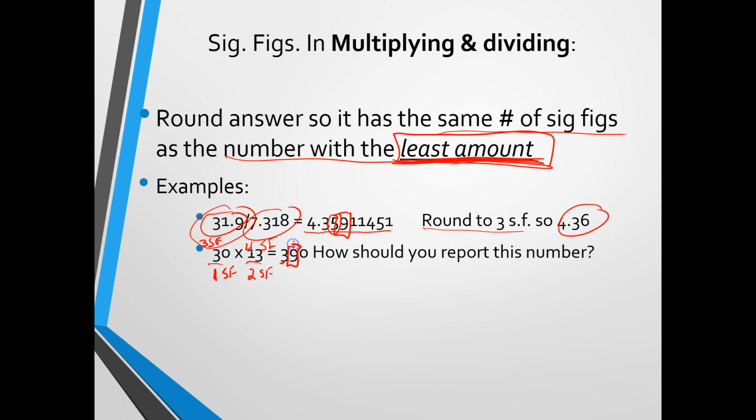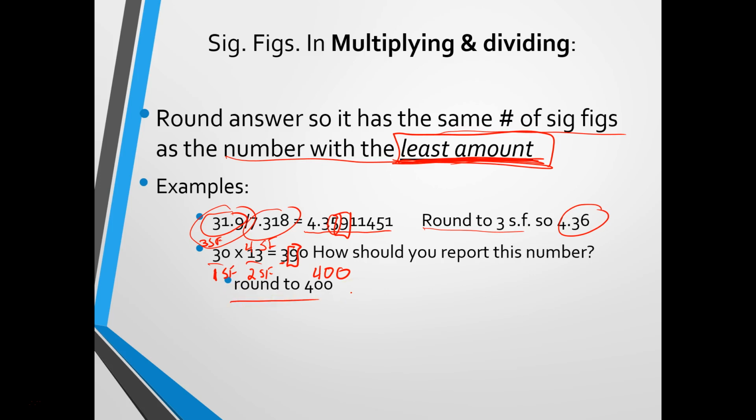Well, we look at the number directly behind that, and we see a 9. 9 is greater than 5, so we're going to report this as 400. And because there's no decimal point in this number, we only have 1 significant figure, because all of our trailing zeros don't count. There's no decimal place. Pretty cool, right? Pretty simple.